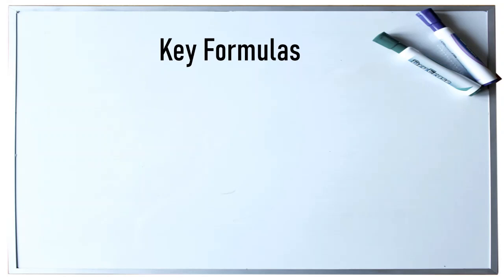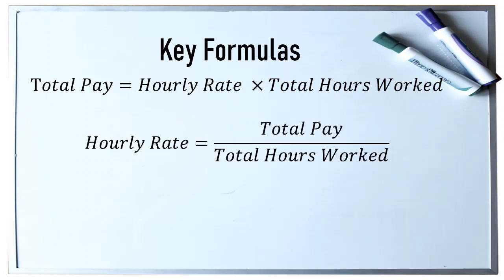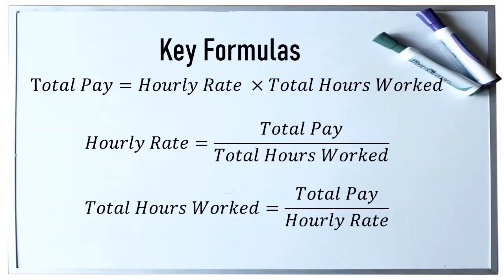To do this, we need the following key formulas. Total pay is equal to the hourly rate times the total number of hours worked. The hourly rate is equal to the total pay divided by the total hours worked, and the total hours worked is equal to the total pay divided by the hourly rate.